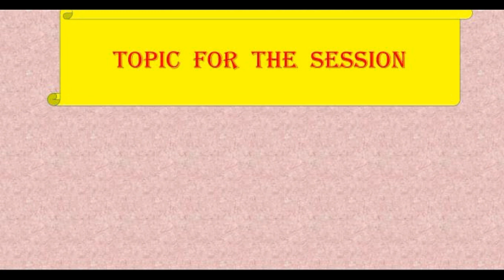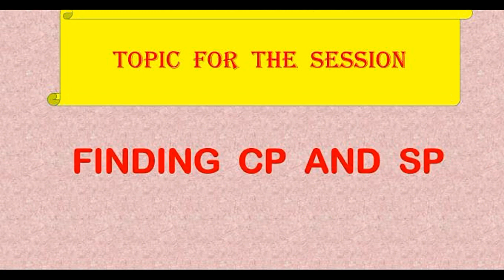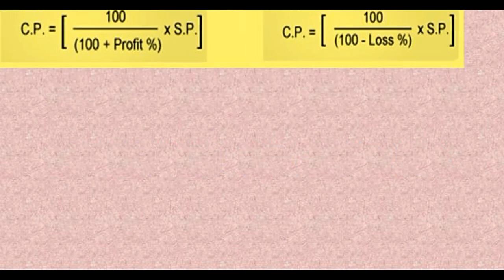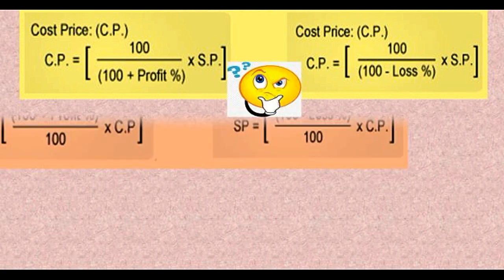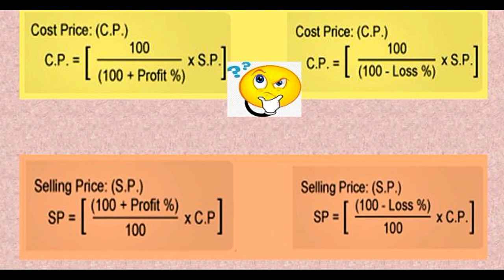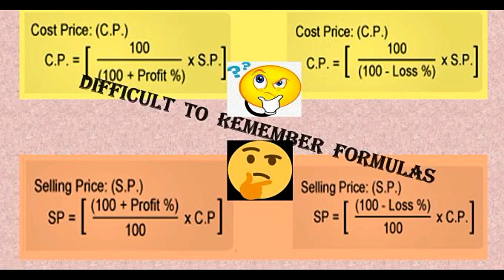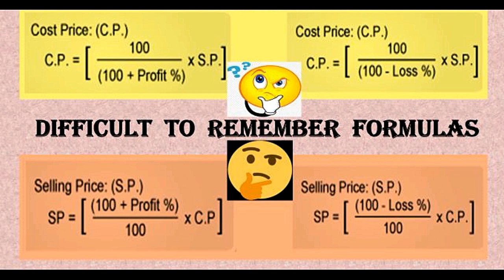Today in this section, I have taken the topic for finding CP and SP, that is cost price and selling price, when the profit and loss percentage are given. If you see the formulas of cost price in case of profit as well as in loss, it seems very difficult. Similarly, selling price formulas are also not easy to remember. I know everyone is facing this difficulty in remembering these formulas.